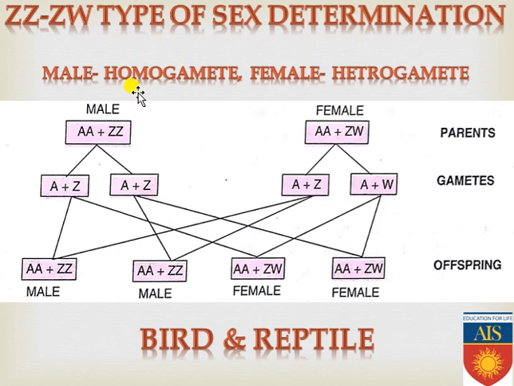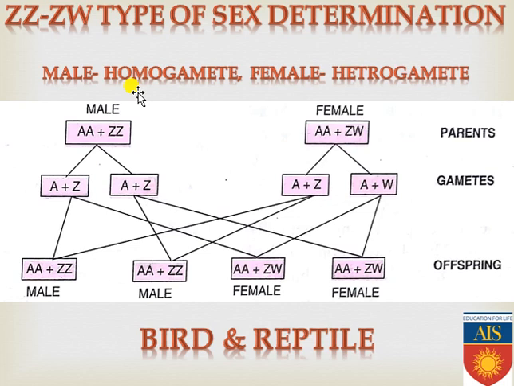So let's see the cross. If you see the male, the chromosomal configuration is AA plus ZZ, and in case of the female, the chromosomal configuration is AA plus ZW. Now when the males produce gametes, all of the gametes will contain A plus Z, and in case of the female, the gametes will have either A plus Z or A plus W.